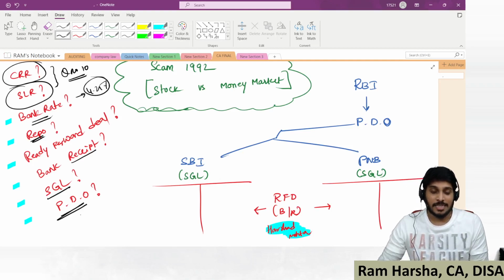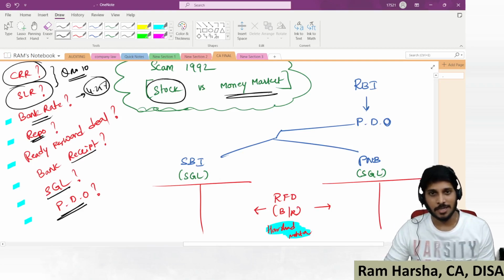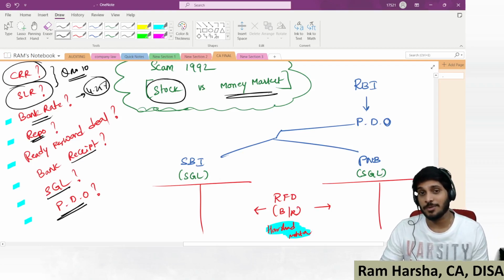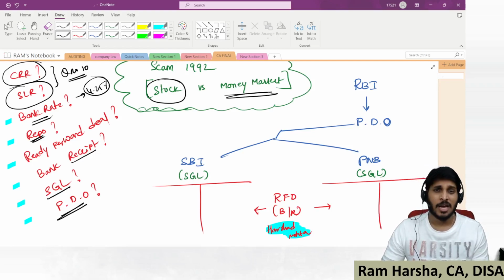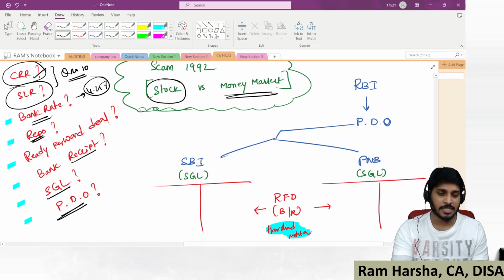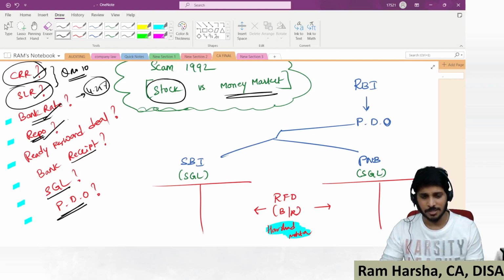They mainly focus on two markets. One is the stock market, another one is the money market. What is the money market? You would have heard this word. RBI is involved in money market operations. As part of money market operations, CRR, SLR, bank rate, repo, reverse repo, all these rates are fixed by RBI.